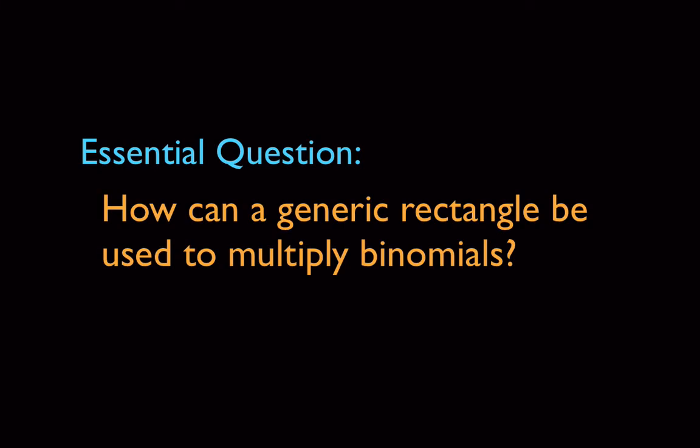So for today, what I want you to focus on as an essential question to make sure you understand today's lecture is: how can we use a generic rectangle to multiply binomials? Now, a generic rectangle can be called a lot of different things. If you're in biology, it's often called a Punnett square. So if you're familiar with the Punnett square from either biology or possibly 7th grade math, then you'll remember how a Punnett square is used, and that's basically what we're doing today.